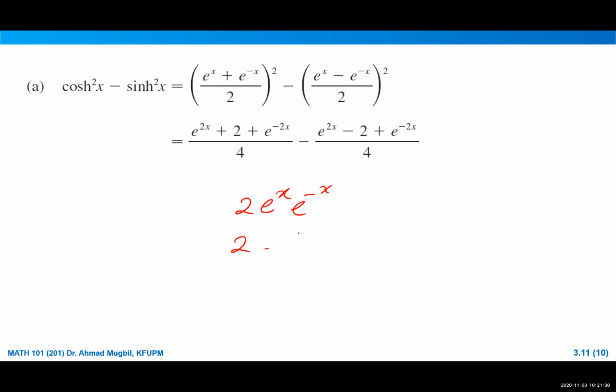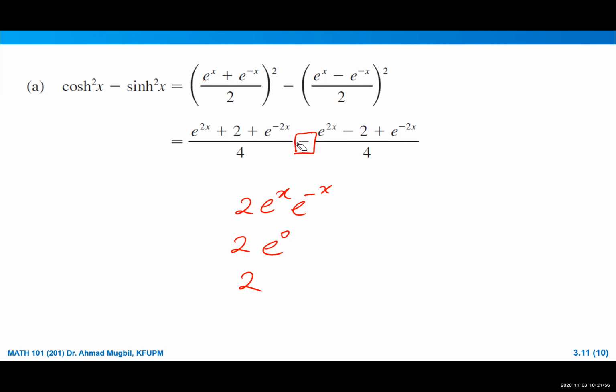And this will be 2 times e to the power what? 0. And e to the power 0 is 1. 2 times 1 is 2. So this is 2, from where we have this 2. And the square of the last term, here it is. Similarly here, but with minus. Don't forget that there is a negative in between them.